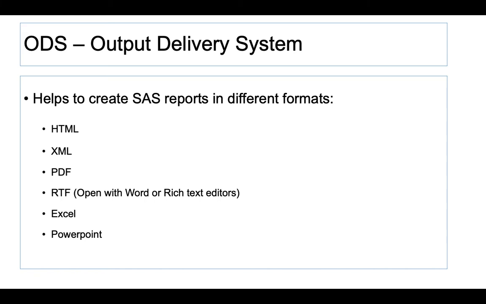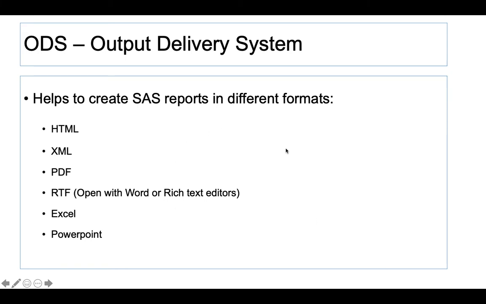You can also output to RTF, which stands for rich text format. With rich text format, you can open the file with maybe WordPad, and definitely you can open it in Microsoft Word. That's the kind of format you can produce as well. And you can also produce the output in Excel or PowerPoint format. There are many other options, so you can check the SAS documentation if you need to output reports in different types of formats.